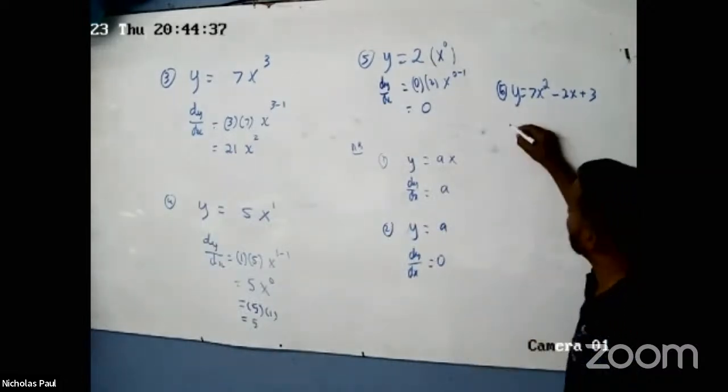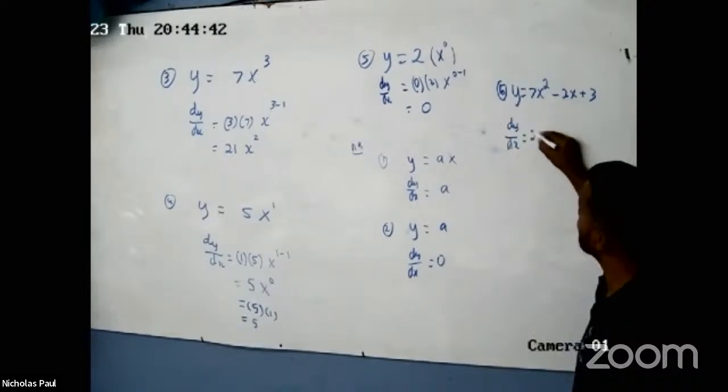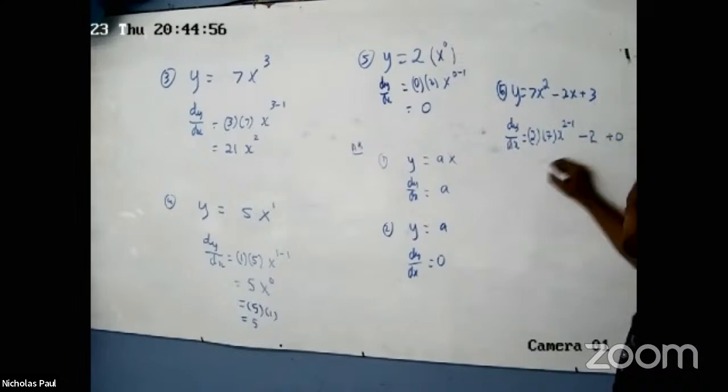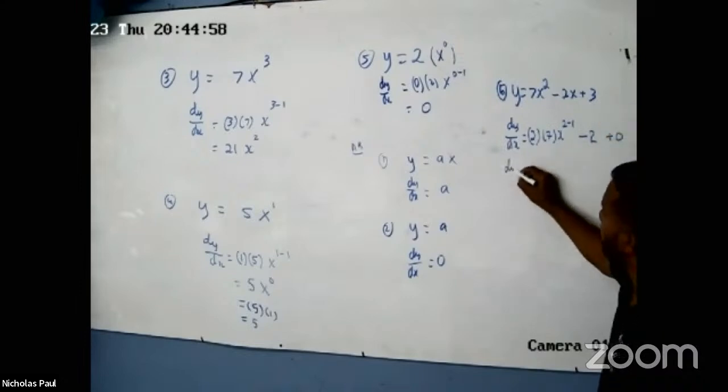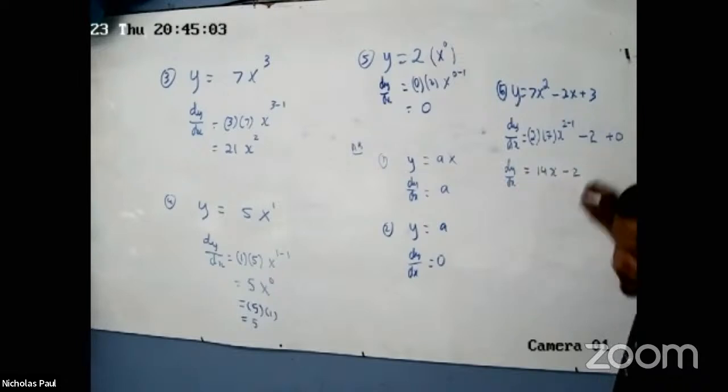So we can do it all together. For dy dx, bring down the 2, right back is 7, minus 1 from the 2. The differential of minus 2x is minus 2. That's it. We don't have to work it out, just write the answer. The differential of 3 is 0. So your final answer for dy dx is 14x minus 2.